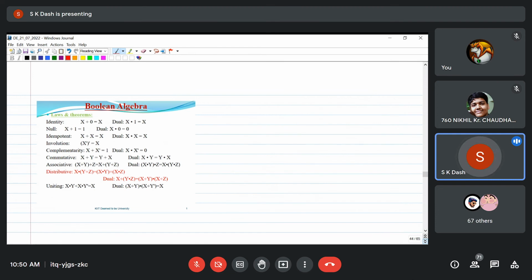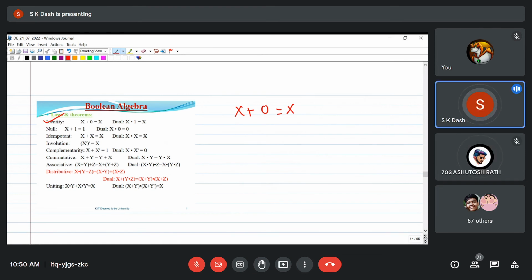So next are the different laws. Okay. First is identity law. As already discussed, if one input is x, so x plus 0. What will be x plus 0? X plus 0 will be x only.